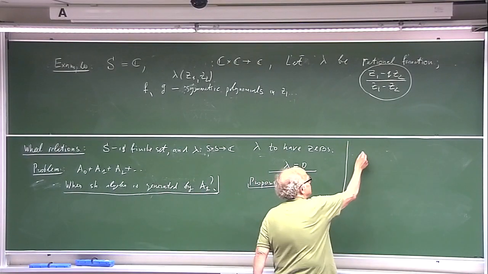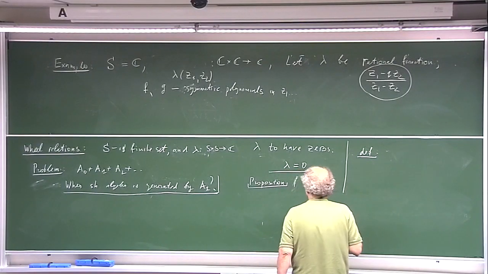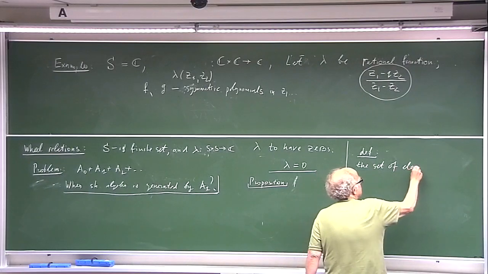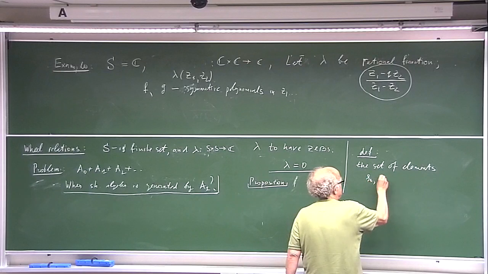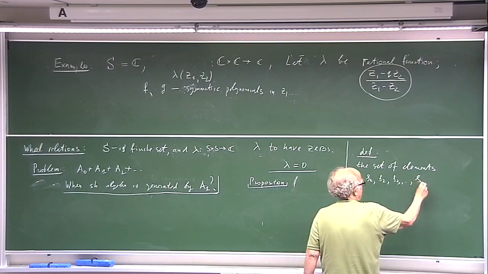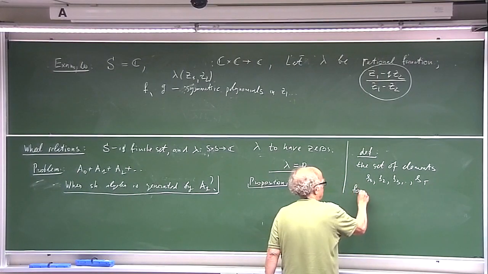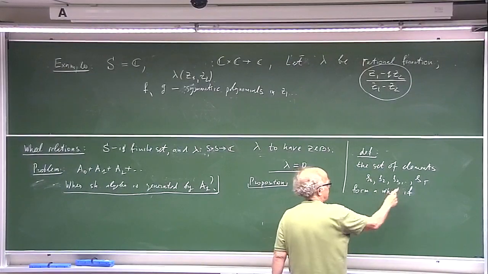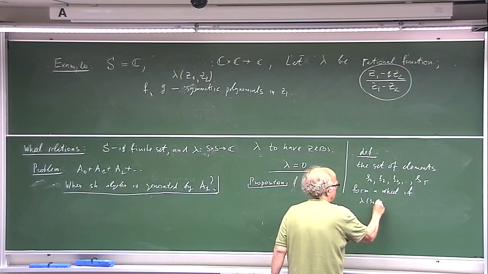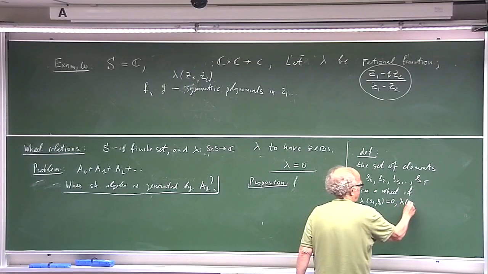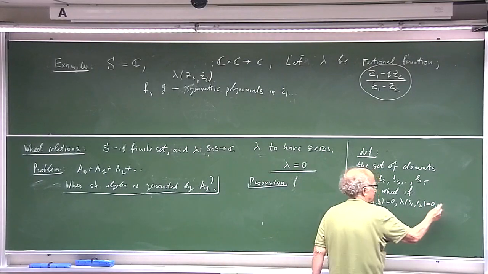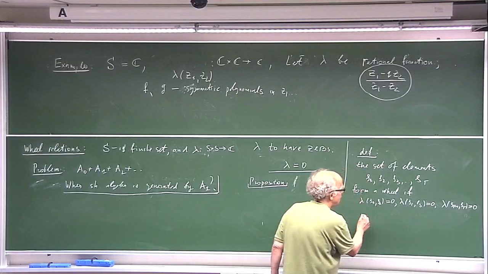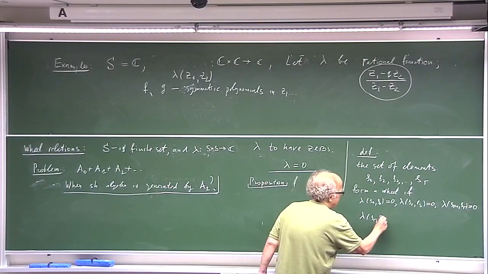But before the proposition, let's finish. A set S1, S2, S3, and so on, Sn, forms a wheel if the following condition is true. Lambda S1 S2 is 0. Lambda S2 S3 is 0. Lambda S(R minus 1) SR is 0. And also lambda SR S1 is 0.